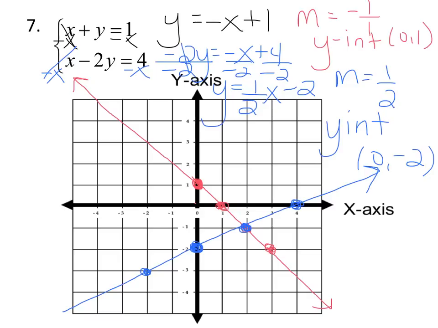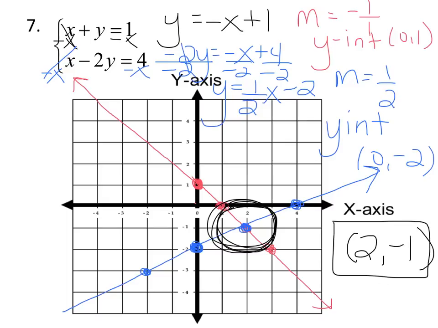Okay, so our solution is going to be right here where they intersect. So what is that point? Right here. What is this point? So you go over 2 and down 1. So the point will be 2, negative 1. Okay? 2, negative 1.